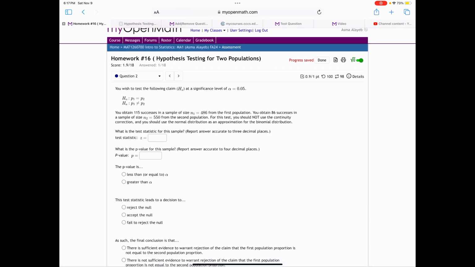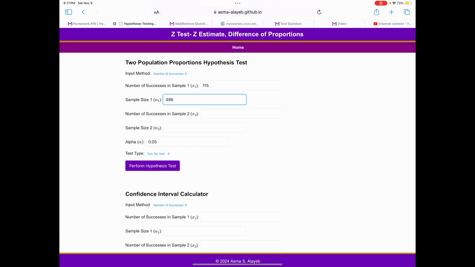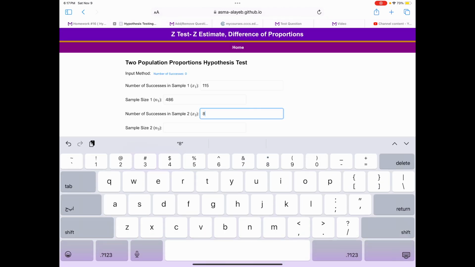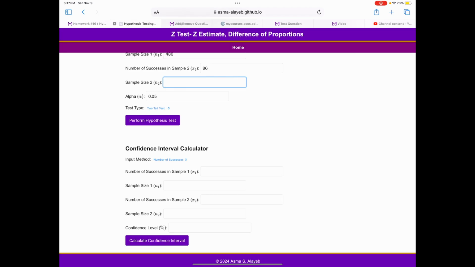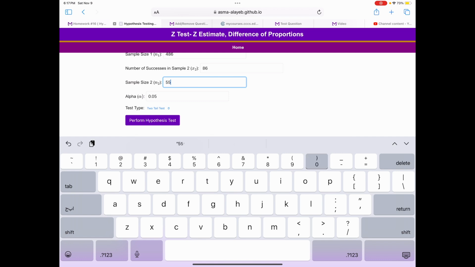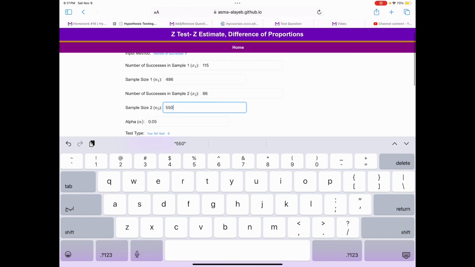And then I will keep reading to get the information from the second population. You obtain 86 successes in a sample of size 550 from the second population. So X2 is 86, and the sample size from the second population is 550. And that's all I need here. So I obtained all of the information.